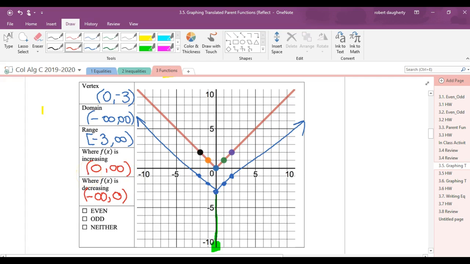Okay? The new function that we just graphed, that blue one, is it even or odd, or neither? It is even. You can see that blue graph is symmetrical about the y-axis. Okay.